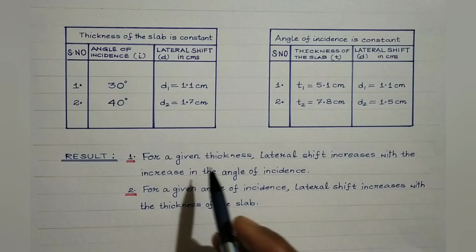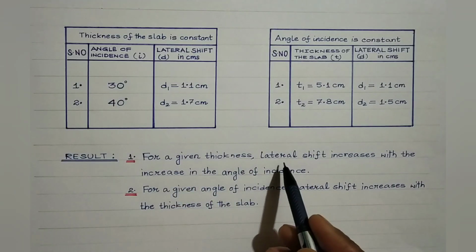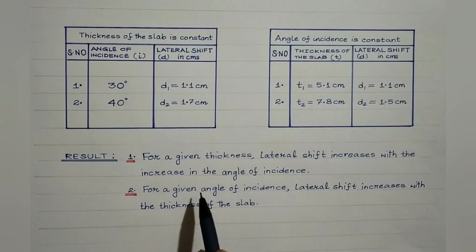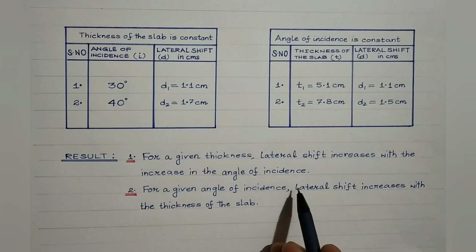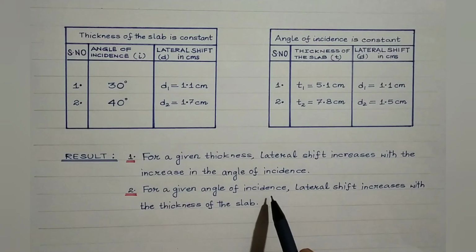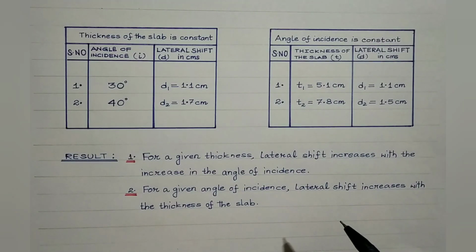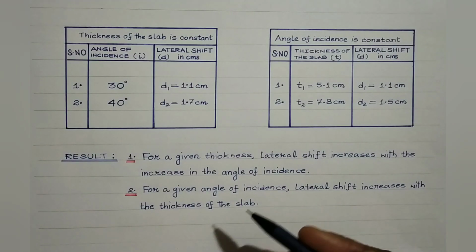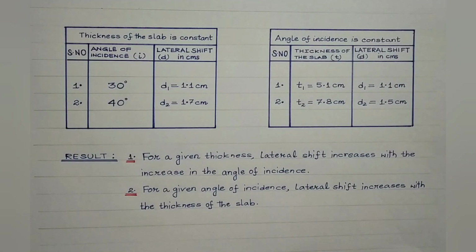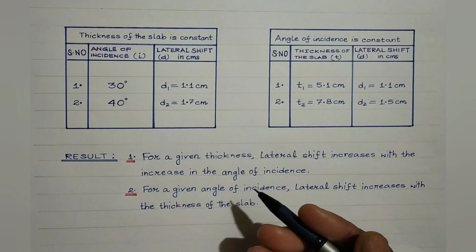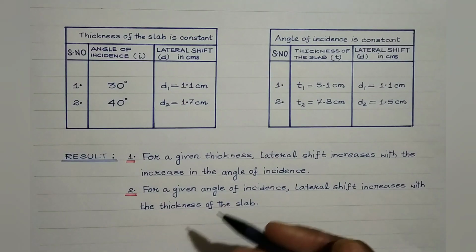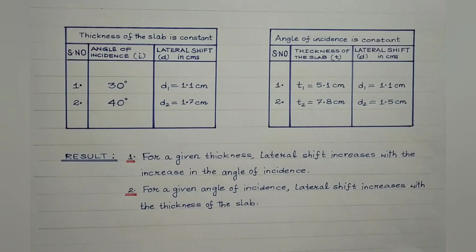Again I repeat, for a given thickness, the lateral shift increases with the increase in the angle of incidence and for a given angle of incidence, the lateral shift increases with the thickness of the slab. And students, one more thing, actually the lateral shift also depends upon the refractive index of the material of the glass. The more the refractive index of the material of the glass, the greater is the lateral shift.